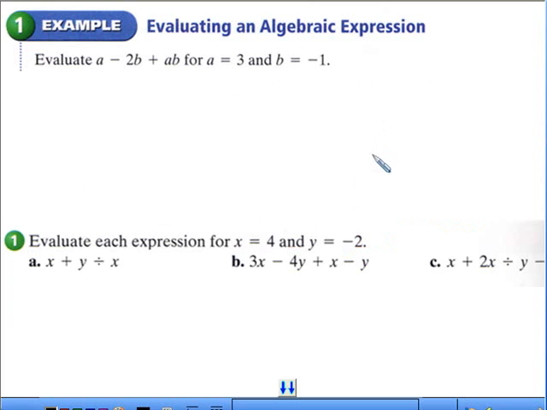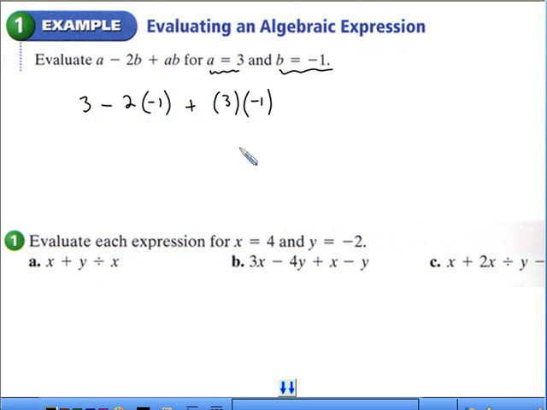So a couple of evaluating problems here. The first one says evaluate a minus 2b plus ab for a is equal to 3 and b is equal to negative 1. So they're always going to give you some sort of information like this. Basically, just take these numbers and plug them in the problem. So a is 3, so we have 3 minus 2 times b, which is negative 1, plus a, which is 3, times b, which is negative 1.